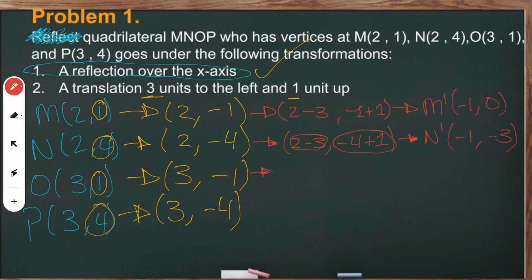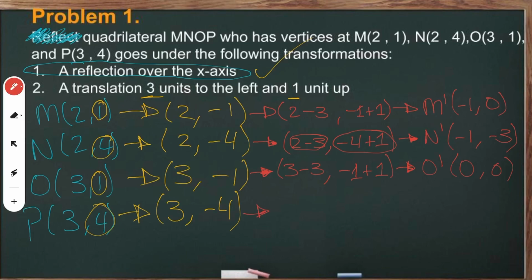Now on to O. Again, we're subtracting 3 because we're moving to the left. So subtract 3 from your x value. And we're adding 1 because we're moving up. So we're adding 1 to our y value. So you have negative 1 plus 1. And this gives us O prime. 3 minus 3 gives us 0. Negative 1 plus 1 gives us 0. So O prime is the point (0, 0).